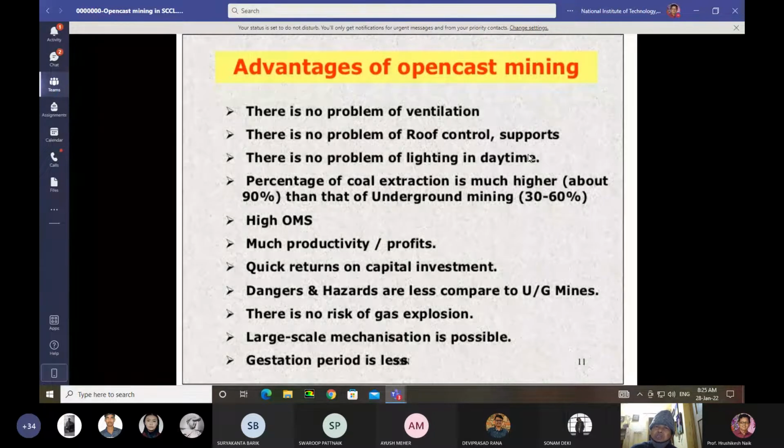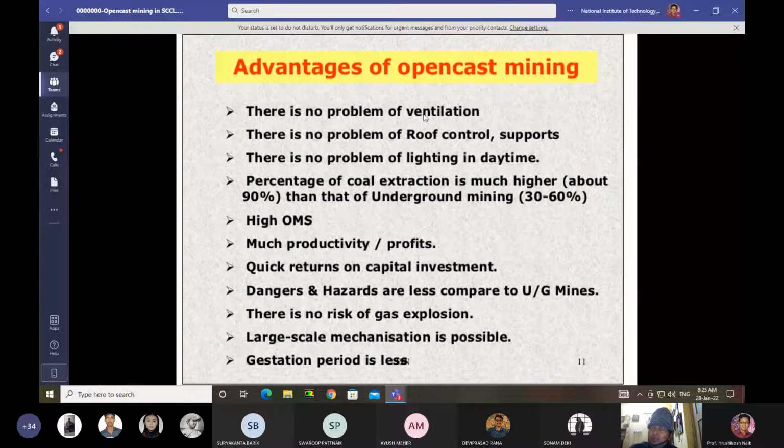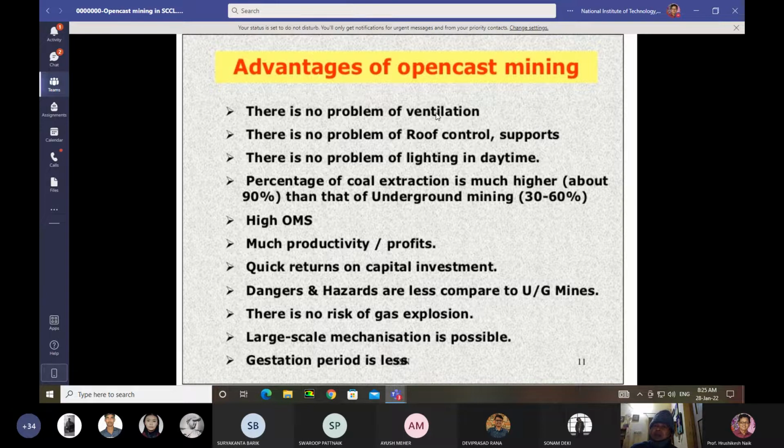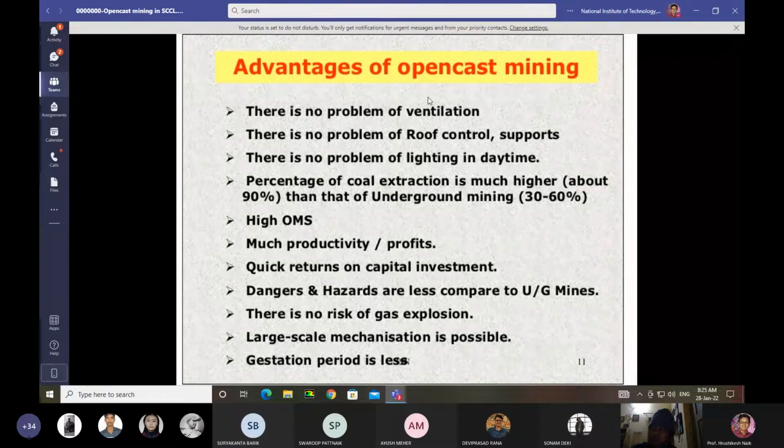So these are the major three advantages of open cast mining. First, there is no ventilation. What is ventilation? If you are working in underground mines, you need oxygen. So you have to supply fresh oxygen with ventilating fans to the underground mine, so that the people working inside get sufficient oxygen to work comfortably. Whereas in open cast mines, there is no need of ventilation, no need of fans, because the environment is open, so you are getting fresh air already.